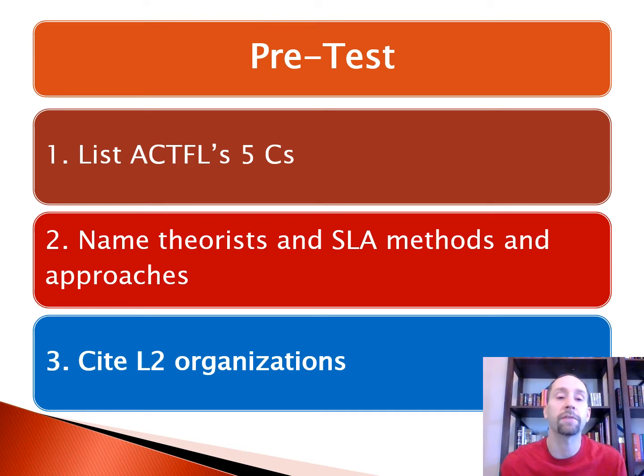So number 1, see if you can list ACTFL's 5 C's, and hopefully you know what ACTFL stands for. We're going to look at that later in depth as well. Number 2, name theorists and second language acquisition methods and approaches. See how many you can list. And pretest activity number 3 is see if you can cite some second language acquisition organizations. So pause the video if you need to. I'm going to go on to the next slide.